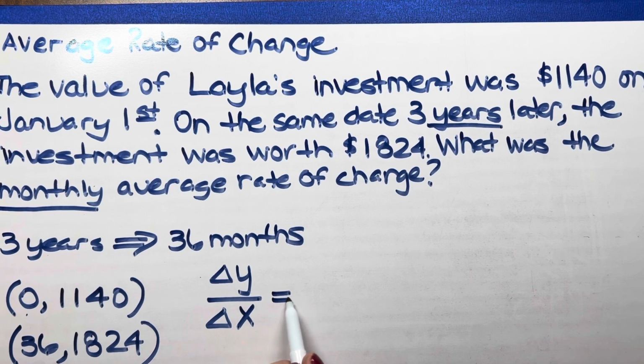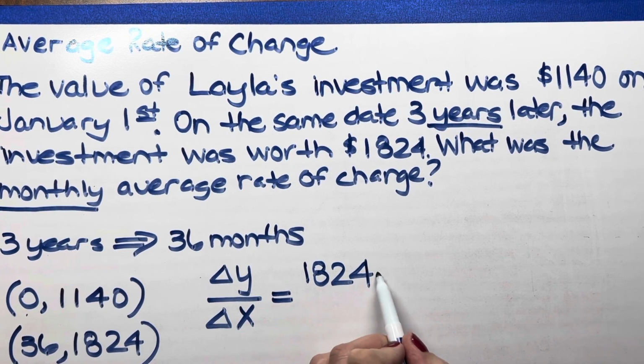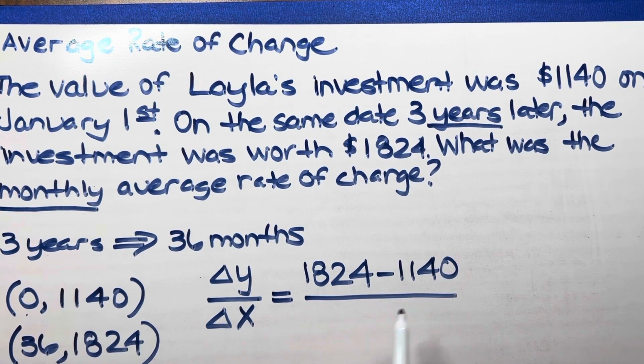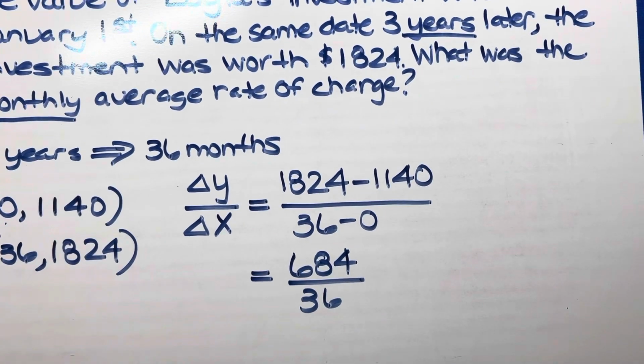So I'm going to do the largest minus the smallest, so I don't have any negatives. So 1,824 minus 1,140 divided by 36 minus 0. When I subtract my numerator, I get 684, and my denominator will just stay 36. And all I have left to do is divide. 684 divided by 36 will give me 19.